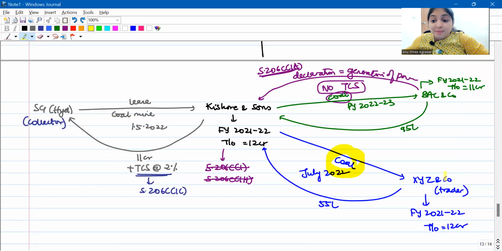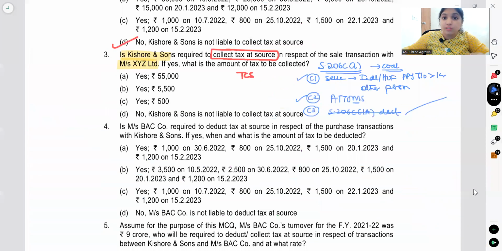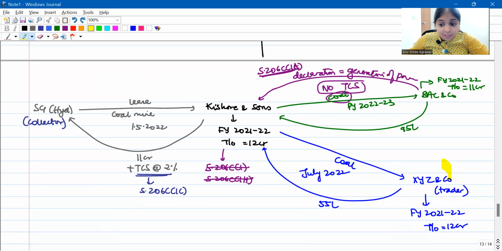How do I say that? Because XYZ and Co is a trader. They're going to resell the goods. They are not using the goods for manufacturing, processing, power generation and all. They are a trader. They're going to resell. They can't give declaration. When do you give declaration? If you're going to use for manufacturing, processing, and you're not going to resell, then you give a declaration. But here the question clearly says they are traders, which means they are not going to use the goods for manufacturing, processing and all. They're going to resell. So they cannot give declaration.